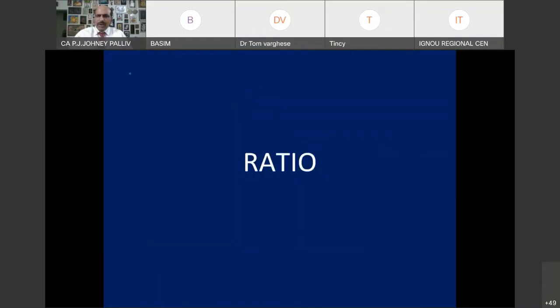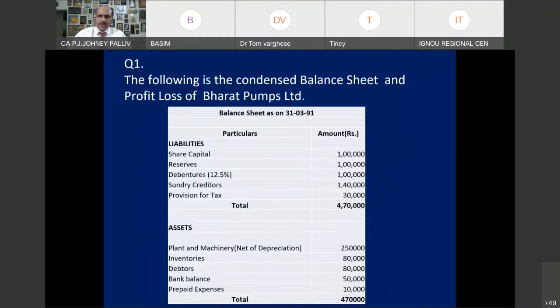Friends, now we are going to ratio analysis, ratios. What do you mean by ratio? A ratio is a relationship between two figures. A ratio between the heights, ratio between quantity, ratio between prices, ratio between years, all these numbers or quantity or value, it may be a relation, that's all. So please note that a ratio is only a relation.